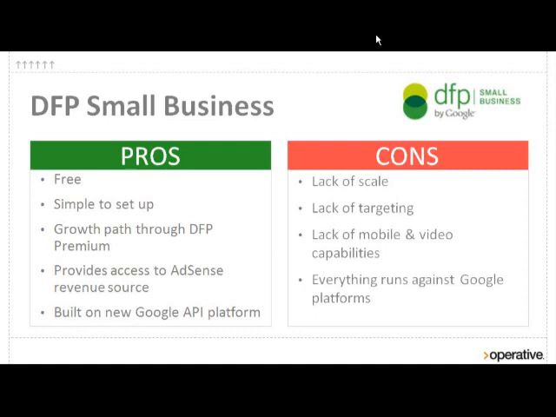Again, it's the starter platform in the Google ecosystem, and everything runs against Google. If you want to use an exchange or an ad network, you're going to be doing it within the Google ecosystem, which is both a pro and a con. As you can see here, it's great because the Google ecosystem is vast, and everybody knows them, and they've been doing it very well for a long time. But if you wanted to go outside of that, then DFP Small Business is not going to let you do it. And that can be considered a con for some people.